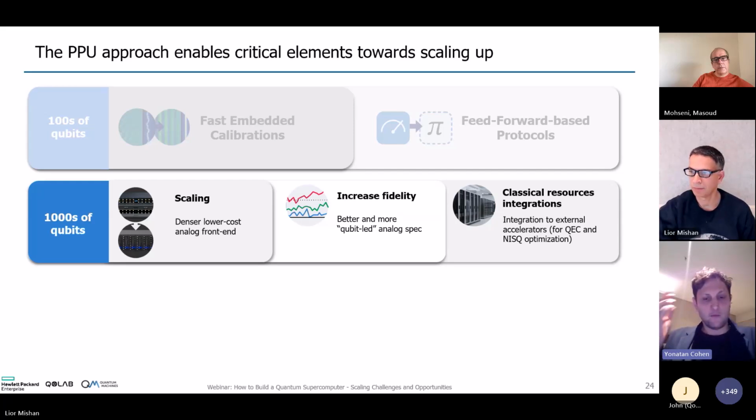So it's great that we brought classical compute power into the heart of the control electronics, but to do quantum error correction at scale, for example, and other applications at scale, we need also to integrate now with the full high-performance computing system. We need external accelerators that are not in the control system and provide much higher compute power and integrate with those. Click.